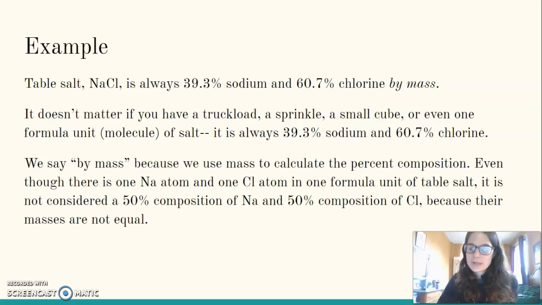So for example, the common compound table salt, sodium chloride, is always 39.3% sodium and 60.7% chlorine by mass. And we say by mass because we use mass to calculate this percent composition. If you just look at the formula NaCl, you would think it's a 50% composition of Na and 50% composition of Cl, because there's one of each per molecule. So yes, that's true. They're present in a 1-to-1 ratio, but those percents don't come from the number of atoms in a formula unit or molecule. They come from the relative mass of each element in the overall compound.